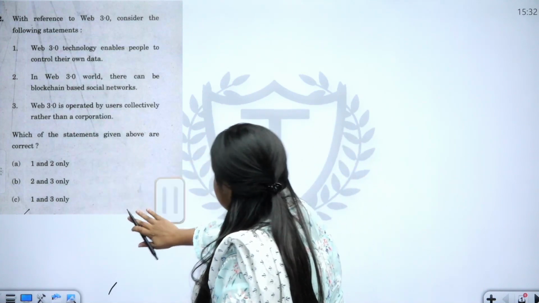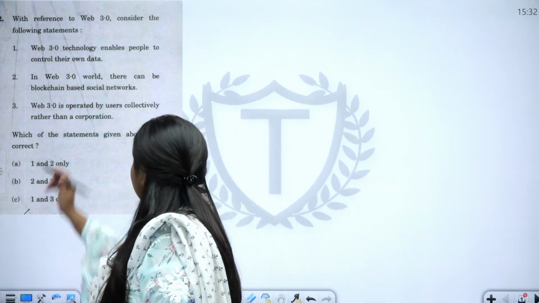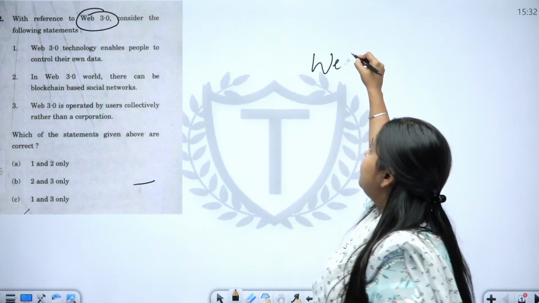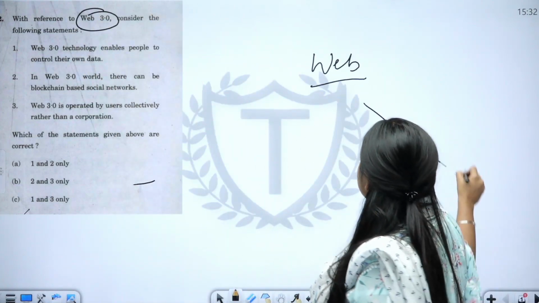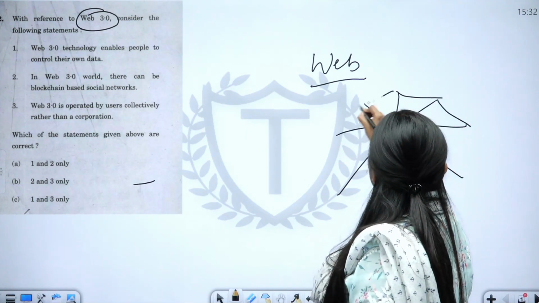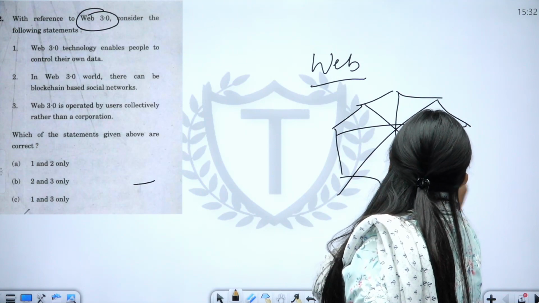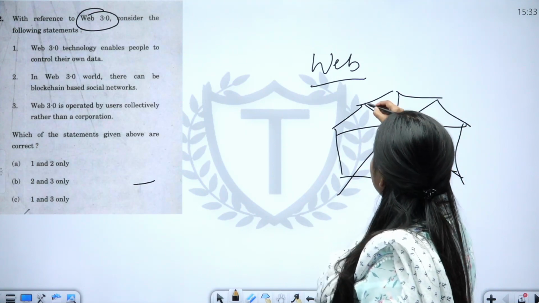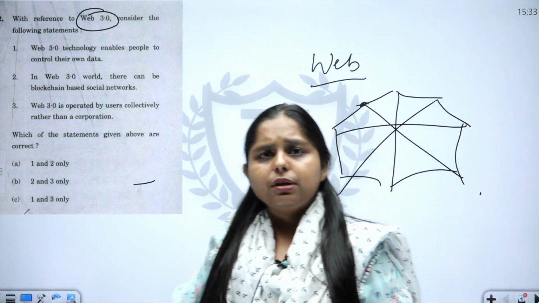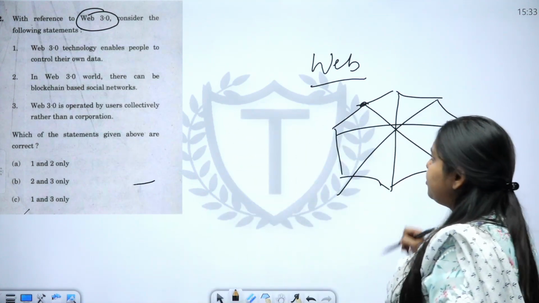So first thing that we come to know is the word web. Now literally what is a web? A web is simply the one that a spider creates. This is what is web. What is the feature of this web? Every node is connected to the other node. So this is what is a spider's web.